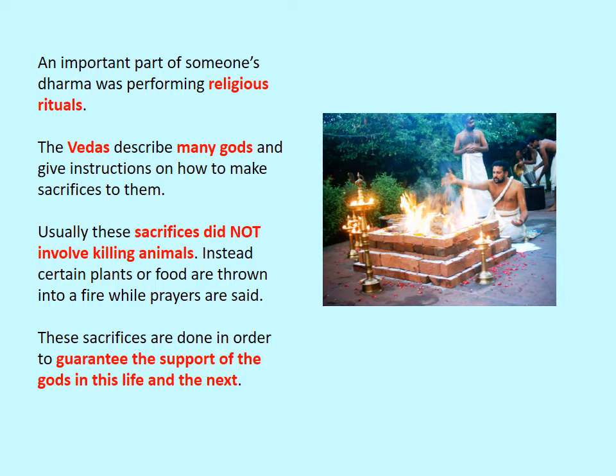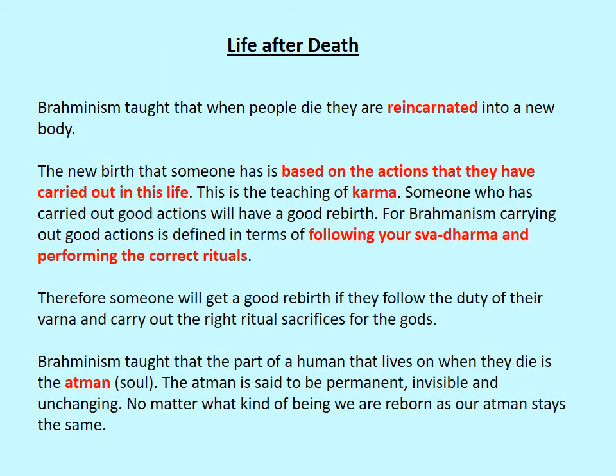Now, when people say sacrifices, they often think of sacrificing animals. But these sacrifices usually did not involve killing animals. Instead, certain plants or food are thrown into fires while prayers are said. These sacrifices are done in order to guarantee the support of the gods in this life and the next. So the idea is that by doing these sacrifices, the ones specific to your Svar Dharma, you will get the support of the gods in this life and in the next life. That is one of the main religious aspects of Brahmanism.